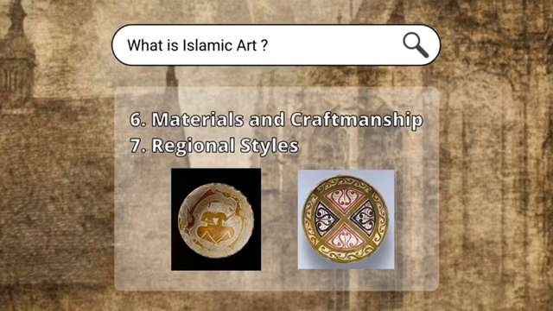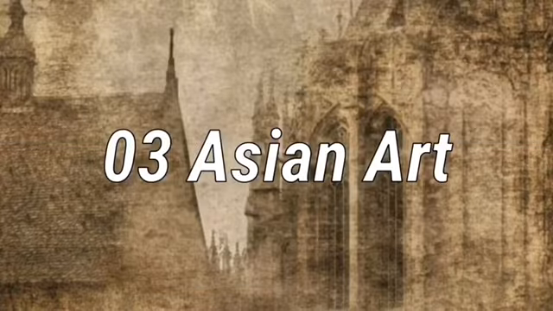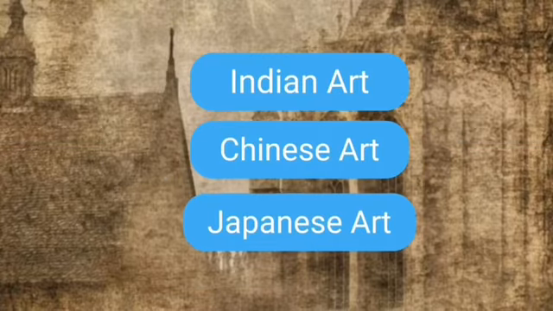Abbasid, 750 to 1258 CE, decorative arts and calligraphy. Persian and Ottoman periods. Miniature painting, intricate tilework, and large domed mosques. Next, Asian art. There is Indian art, Chinese art, and Japanese art in Asian art.